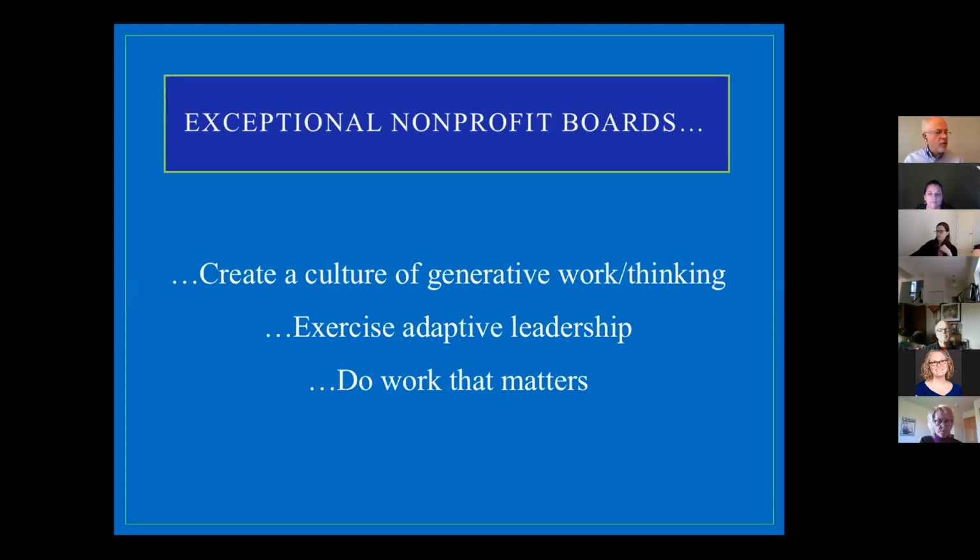So what I'm going to cover over the next half hour is the work of exceptional nonprofit boards. The three things I'm going to be talking about: first of all, they create a culture of generative thinking or generative work. The emphasis is that there's a culture of doing this, and it's not a one-time thing. The second thing is, once they have gone through this generative process, how do they execute that? Well, they exercise adaptive leadership, and we're going to talk about that.